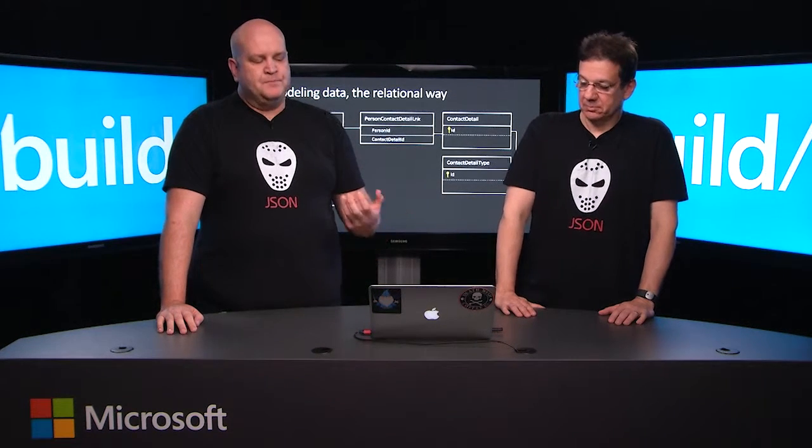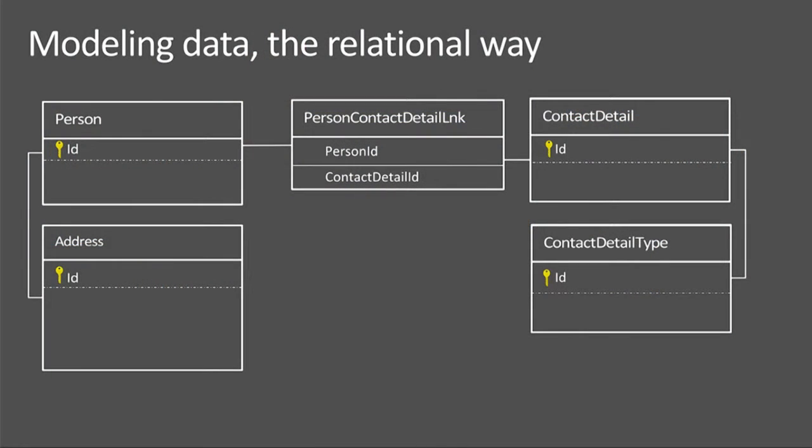So if we take a look at a more realistic data modeling example, we've all seen the kind of data model that's up on the screen, where we have a person, and a person has some contact details, and a contact detail has a type, and we split these up into separate tables. And we use foreign keys to break this up and reassemble the object.